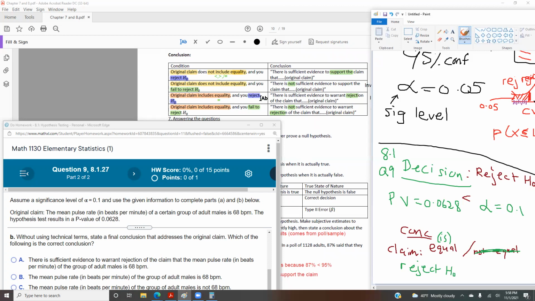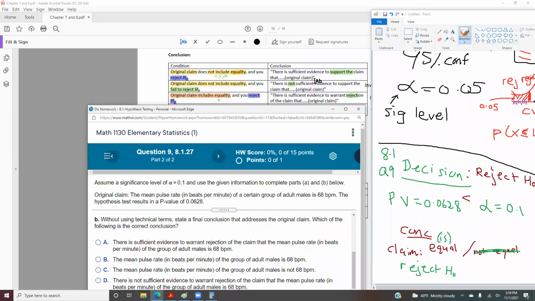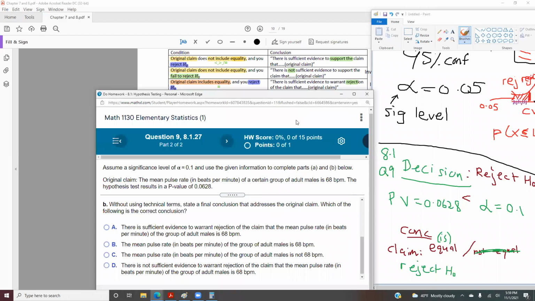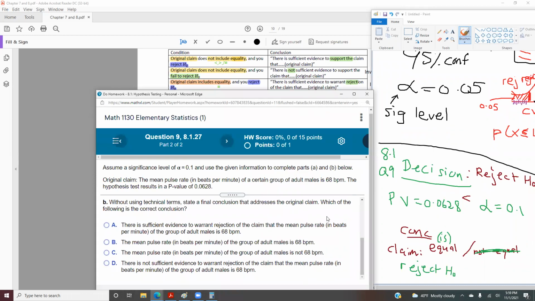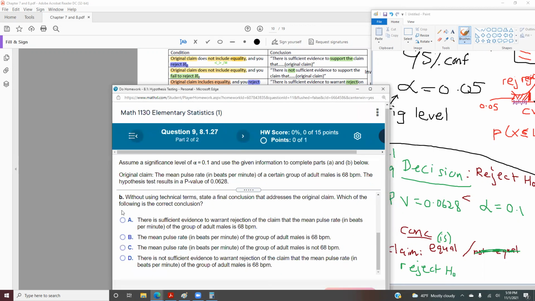Yep. This is number 3 because the original claim has equality and you reject the null hypothesis based on the p-value and the alpha. So your answer in this case is there is sufficient evidence to warrant rejection, the third one. So which one is the correct answer, A, B, C? I think A is it. So it will be A.